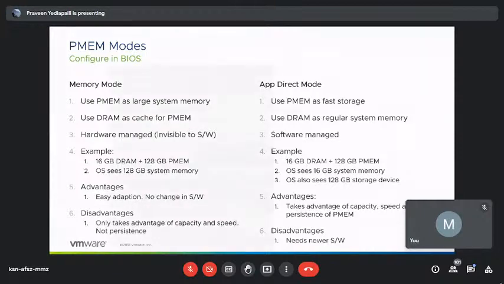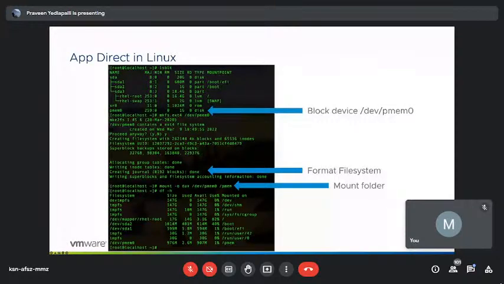So in Linux, when you boot any Linux, like Ubuntu or something, with a PMM device, it will show up as a block device. Here you can see it as a block device, /dev/pmm0. And on the block device, you can format with any file system. Here I am formatting with the ext4 file system. And once you format the file system, you can mount any folder on that device. And once you mount any folder, you can obviously use it for any workload that you want.